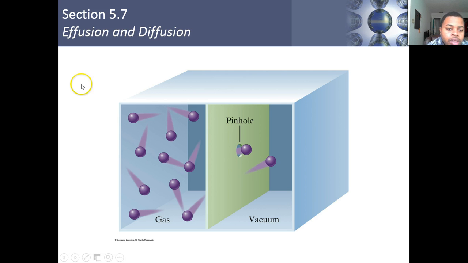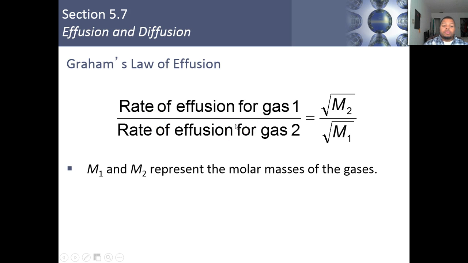Example of what we have here. Notice we have high concentration of gas here. We have our pinhole, and this part is a vacuum because it has a lower amount of gas, lower pressure, and so forth. So the rate at which it leaves is going to be directly proportional to the size of the molecules that we're dealing with. This is the basic formula that we're going to use. Rate of effusion for gas 1 over the rate of effusion for gas 2 is equal to the square root of each of these terms, that is, the molar mass of these gases.